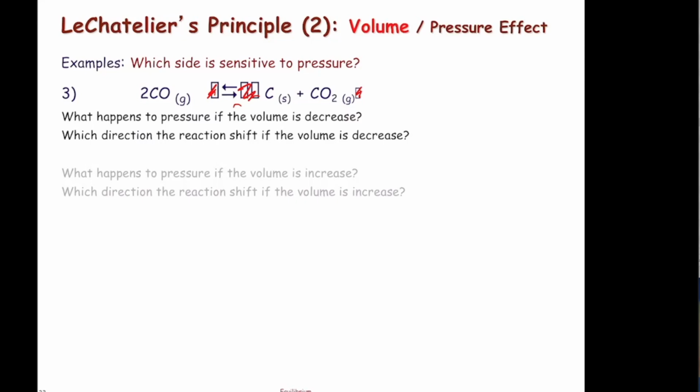And again, the key here is to look only for the moles of gas. Okay, moles of gas. So if you look at this right here, you've got 2 moles of gas right here. This is a solid. It's not gas, that's a solid. You've got 1 mole of gas here. The mass action expression for this, by the way, would be this.